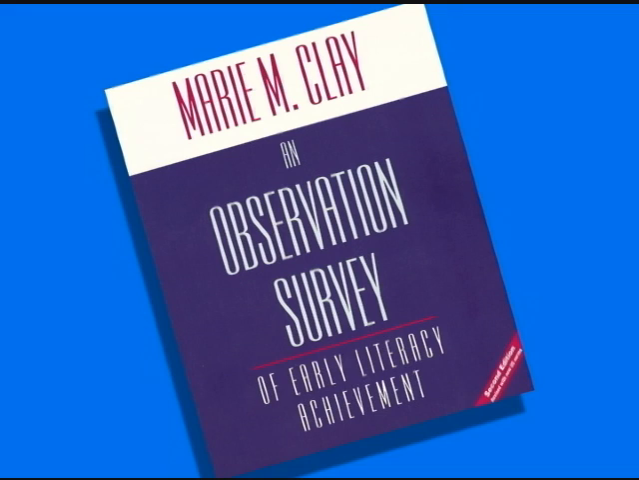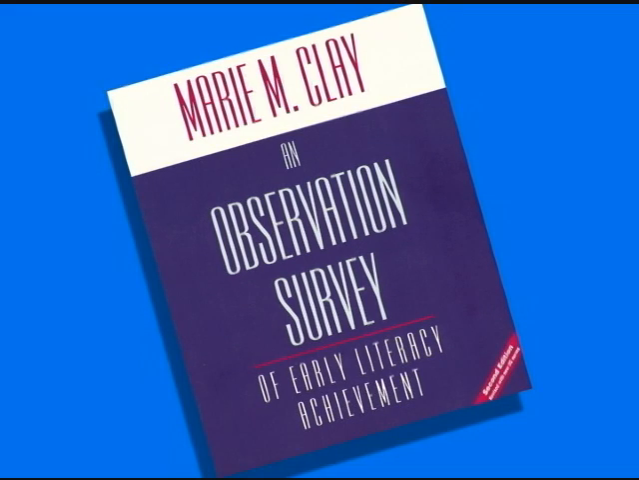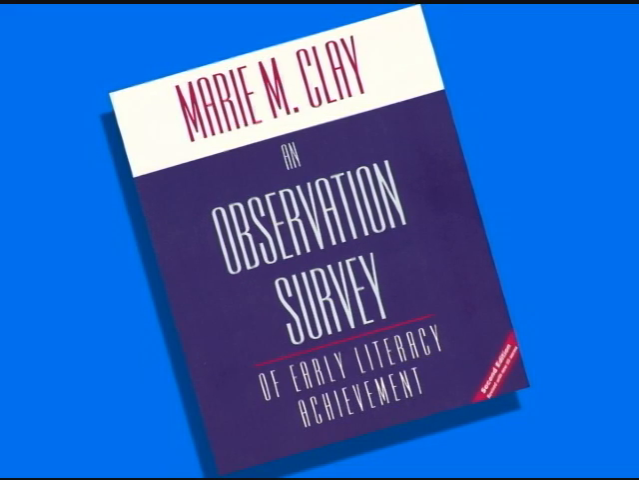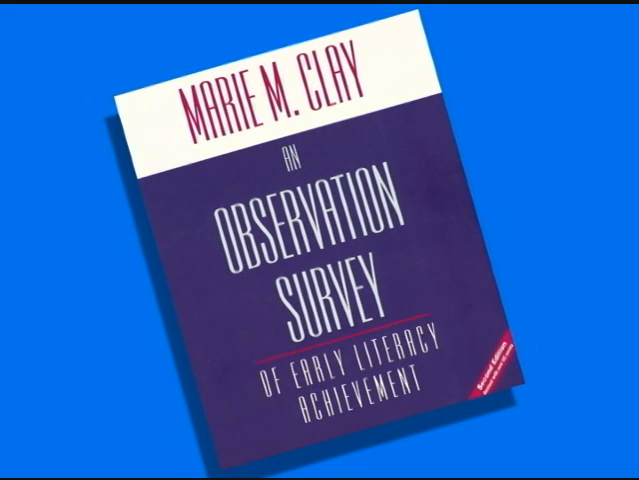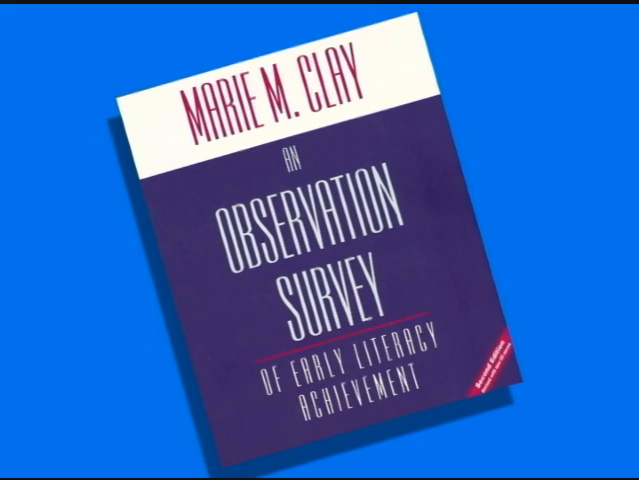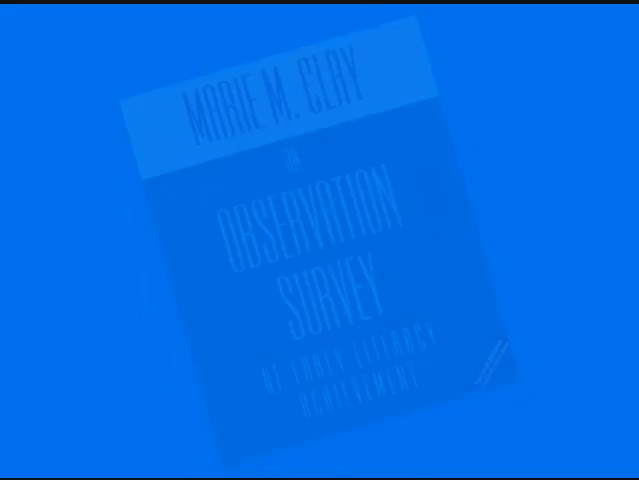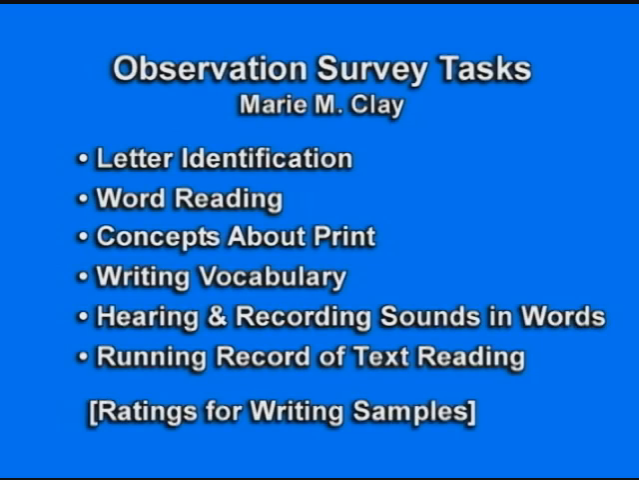Many teachers in the early grades use the structured tasks in an observation survey of early literacy achievement to survey multiple dimensions of children's early literacy learning. Collectively, the survey's authentic observation tasks yield information about a child's useful and problematic strategic activity at the text level, the word level, and the letter level in reading and writing.